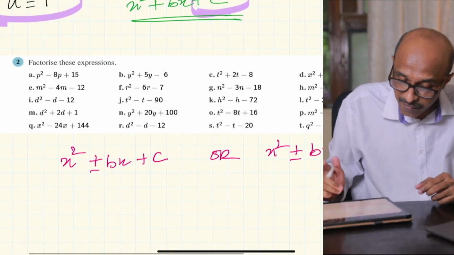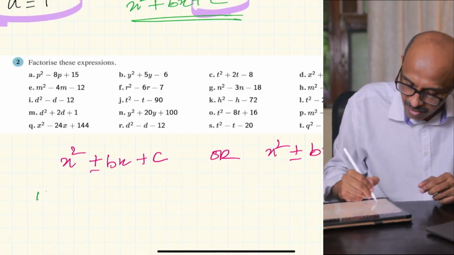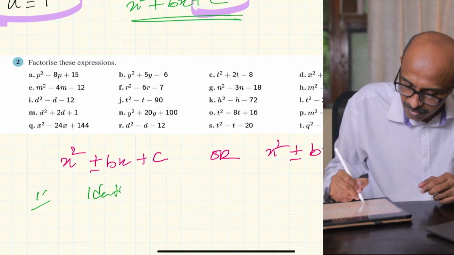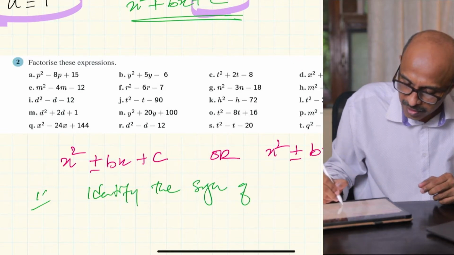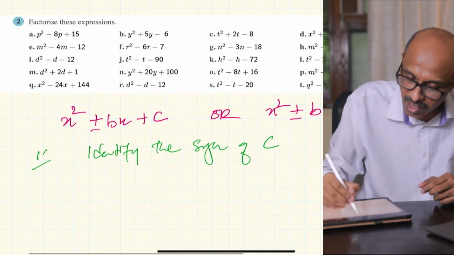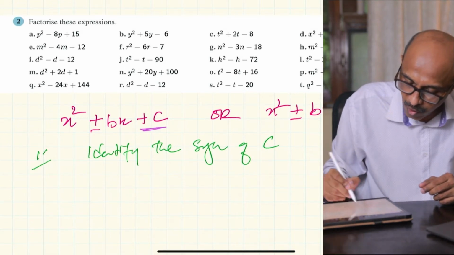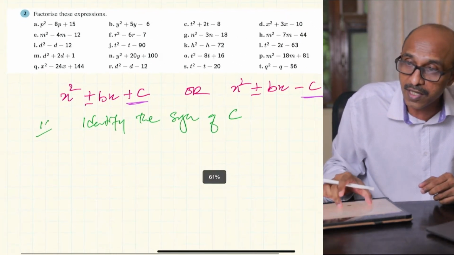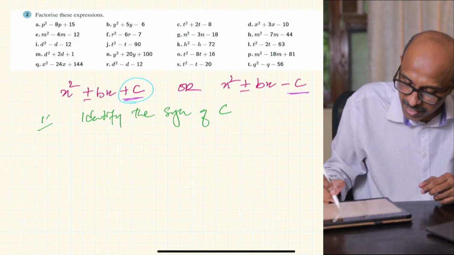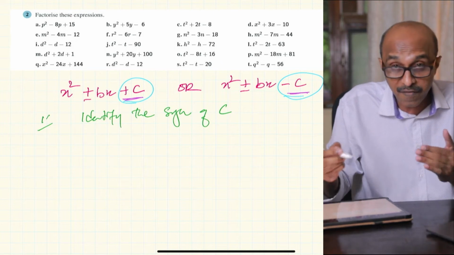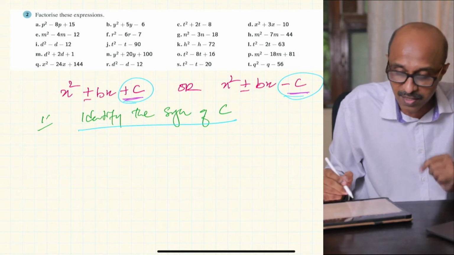So the first thing to identify, I'll just write it down: identify the sign of c, the constant term. The constant term can be positive or the constant term can be negative. And based on that, our factors will differ. So the first thing, identify the sign of c.